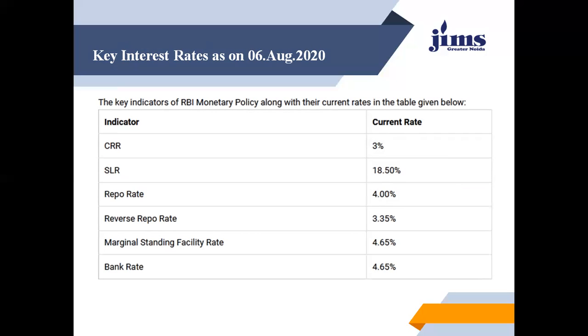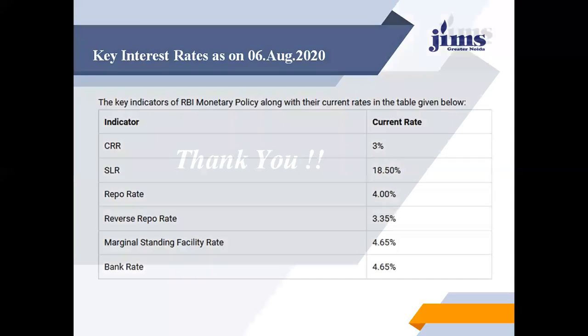Repo rate is at 4 and reverse repo is at 3.35%, and marginal standing facility rate is 4.65%. It is the rate at which government gives very short term loans to the commercial banks, or not government, the RBI. And then comes bank rate. Like repo rate is basically used in terms of securities, while when normal lending is done by the RBI to the commercial bank, bank rate is used there. So as of now, bank rate is 4.65%. Thank you.